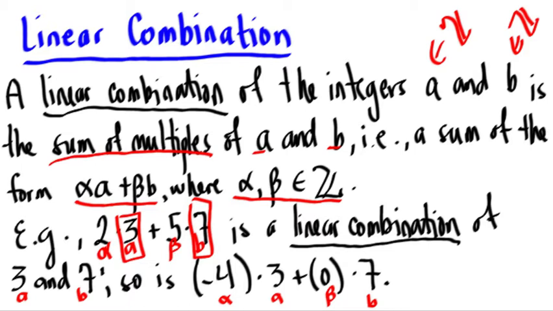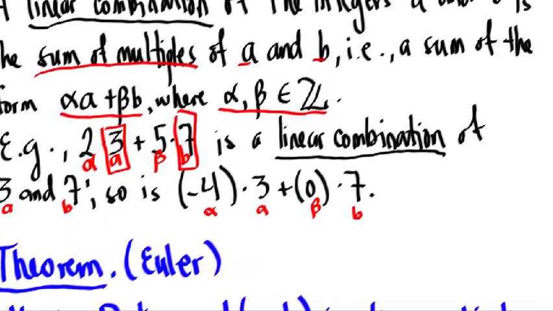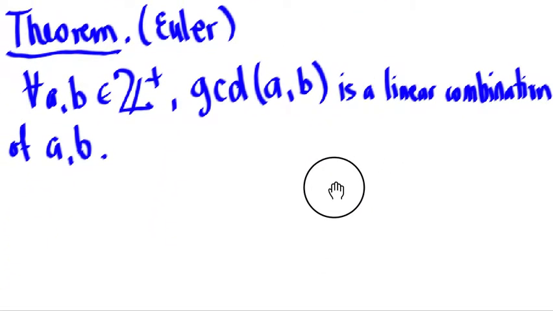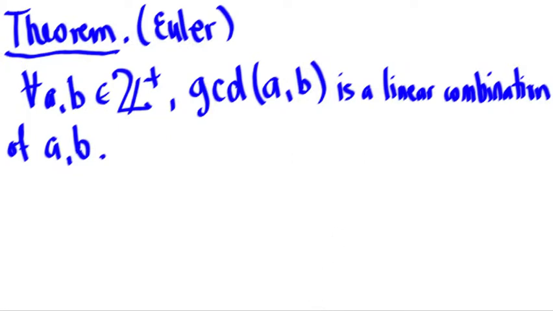So I'm going to give you a strong theorem here that will lead us to our concept of the Euclidean algorithm. This theorem is from Euler. It says that for all a and b in the positive integers, the natural numbers, so imagine a and b to be strictly positive, the GCD of a and b is a linear combination of a and b. Again, the greatest common divisor of a and b is a linear combination of a and b. We'll be proving that.